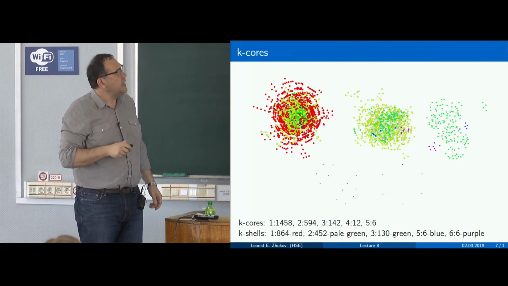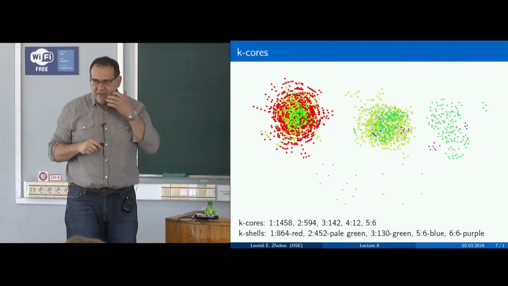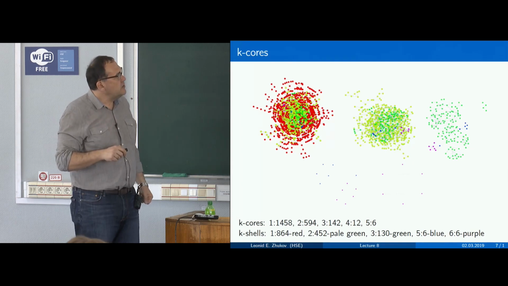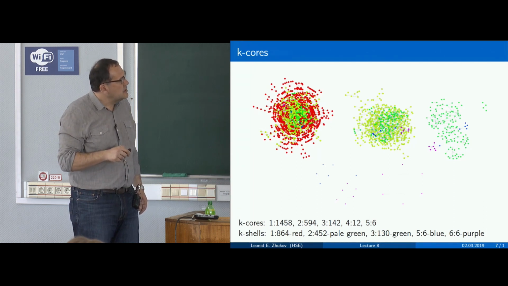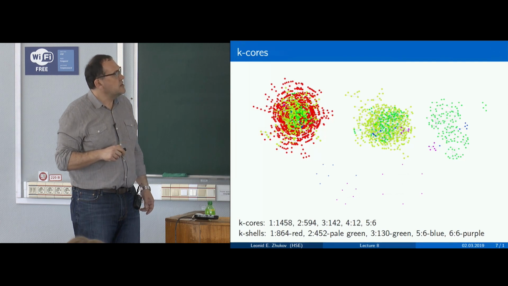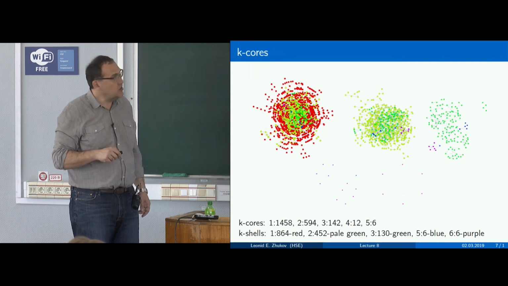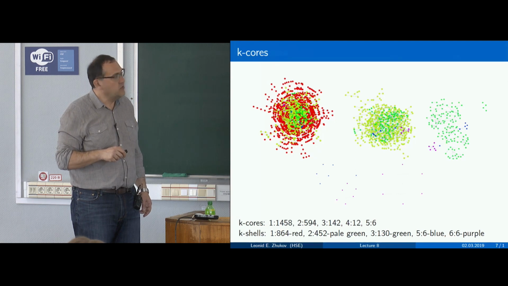Yeah, so shell 1 is this red, core 1 is everything, because they all have a connection to at least one node. Then you cut it out, core 2 is everything else, and shell 2 are those yellow guys because they have degree 2. And then you cut them out. What's left is this, which is core 3, right? It consists of 2 shells, 3 and 4. And then you go deeper, and this is core 4. Okay?